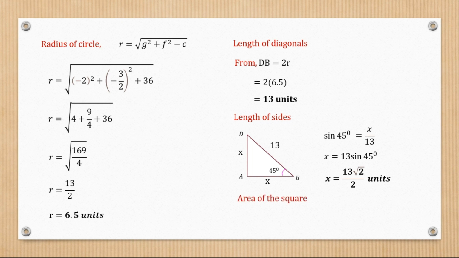Alright, so next we are told to find the area of the square. But remember, the area of a square is side times side. So I'll have the sides as x times x, which is this times itself. And then the answer I'll get is 338 over 4, which shall give me 84.5 square units. And that is the answer.